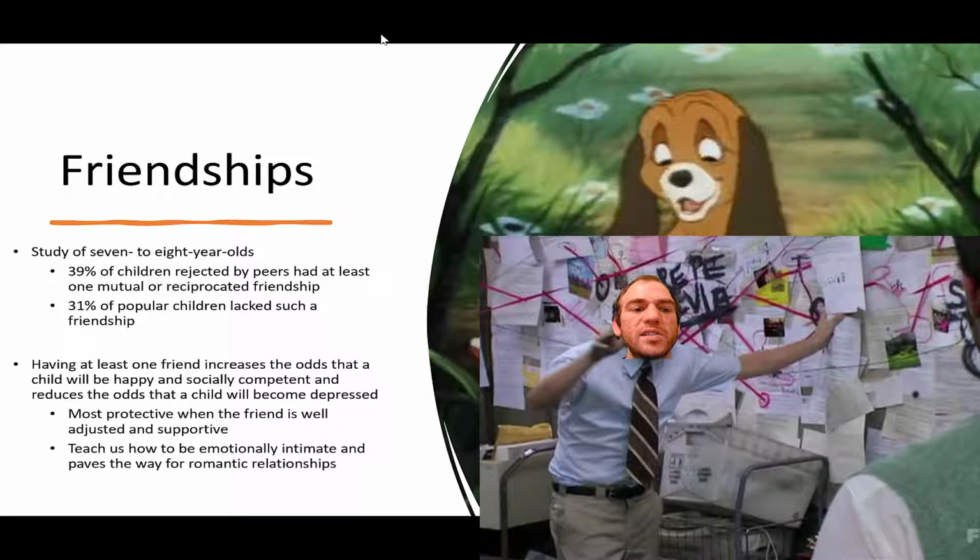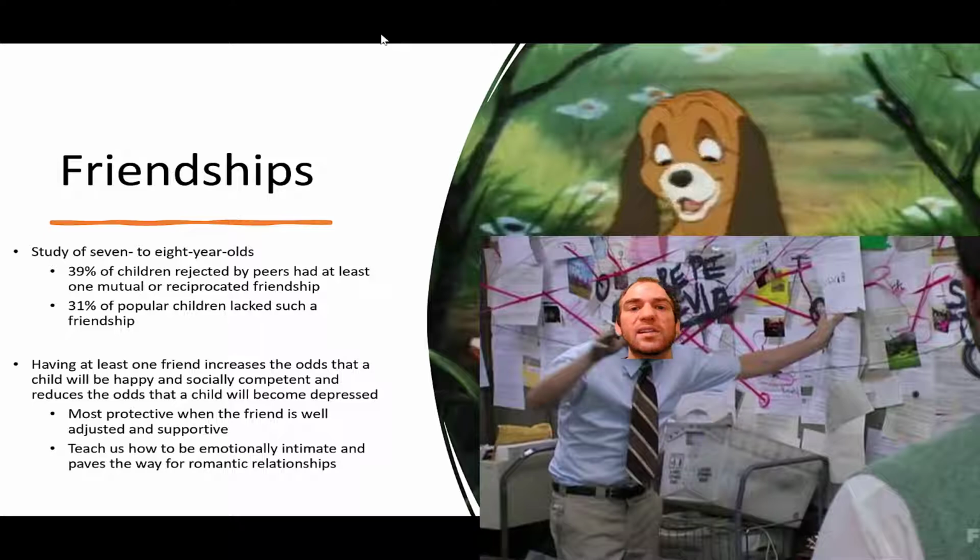Friendships. A study of 7 to 8-year-olds found that 39% of children rejected by peers had at least one mutual or reciprocated friendship. 31% of popular children lacked such a friendship. Having at least one friend increases the odds that a child will be happy and socially competent and reduces the odds that a child will become depressed. Most protective when the friend is well-adjusted and supportive. Teaches how to be emotionally intimate and paves the way for romantic relationships.